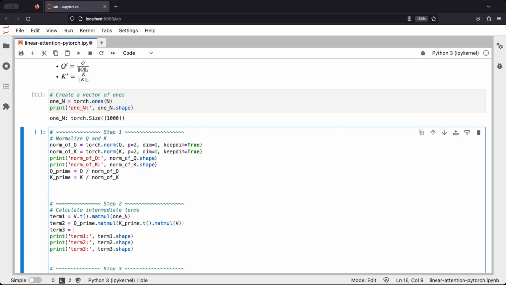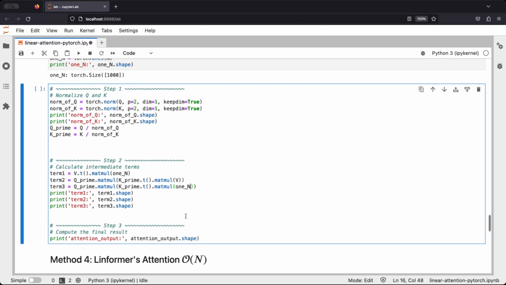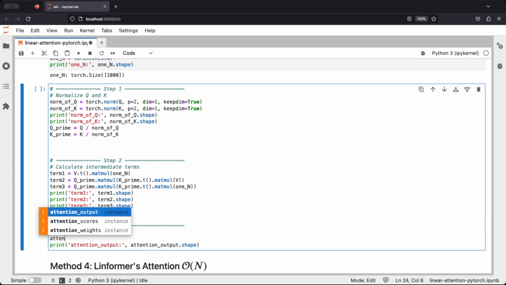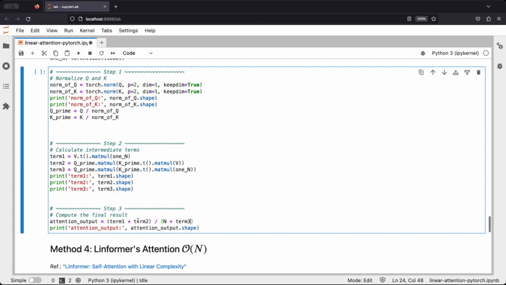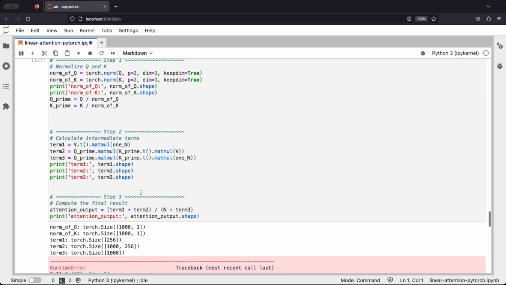And finally term 3. Term 3 is also very similar to term 2, so we can copy that, and instead of v, we use 1 sub n. And then finally, the attention output is term 1 plus term 2 divided by n, which is a scalar value, plus term 3. But there is a problem here. The dimensionalities of the numerator and denominator do not match, so we will get an error. But we'll fix that later.